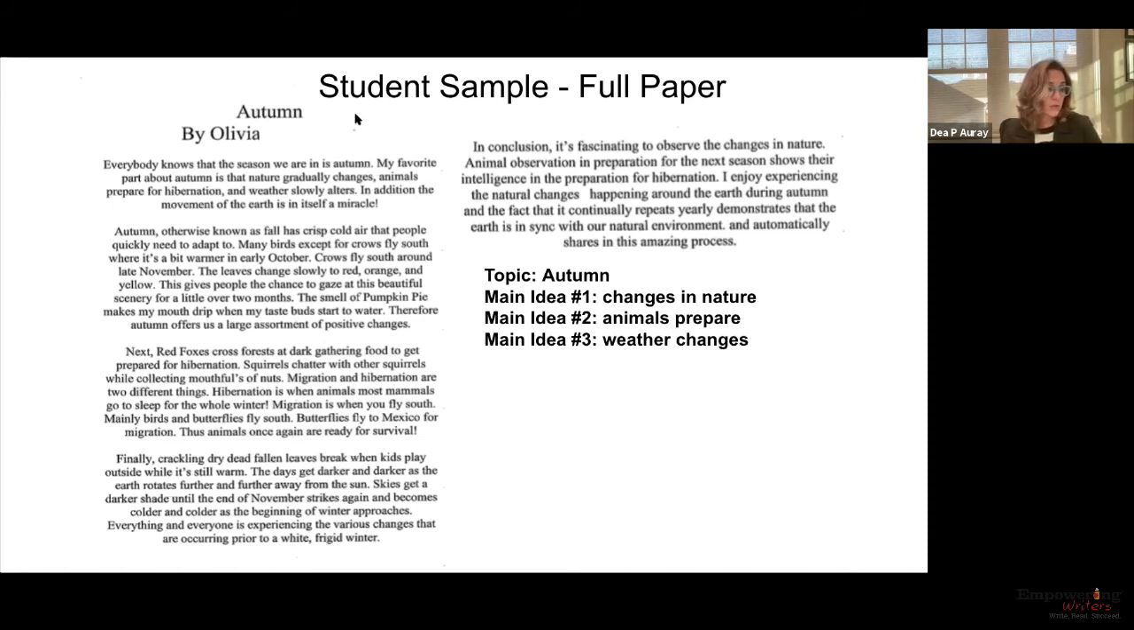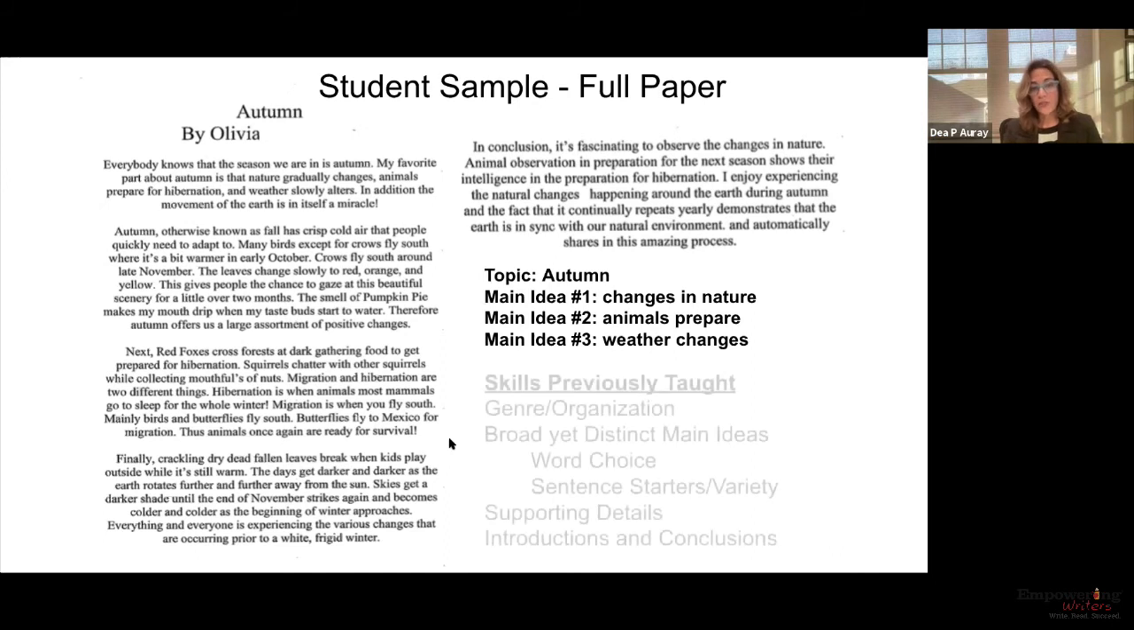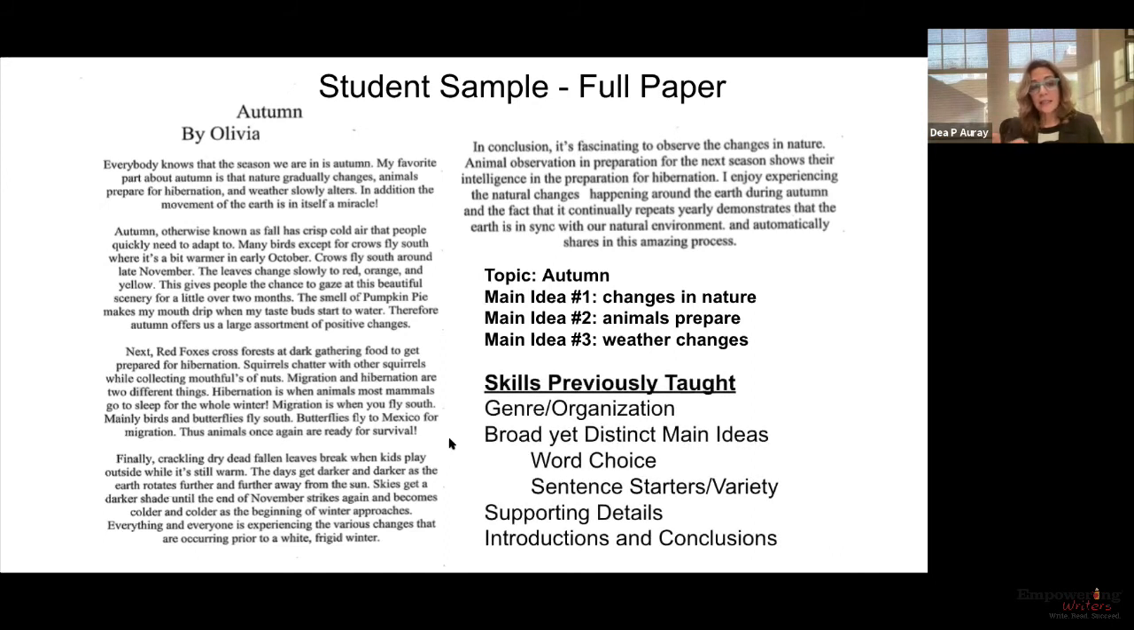And at first blush, it's a good paper. And then here are the skills that we've taught already. We've already taught this student genre and organization. Clearly, she has a good sense of organization, right? She has broad yet distinct main ideas, where we taught that as a skill. Word choice, sentence starters, and variety. So these are all the skills that we taught. So what can we hold her accountable for? Anything that we've taught. And since we've taught all these skills in whole class instruction, through the methodology, using common language and shared experiences, we can go back and work on any one of these skills.